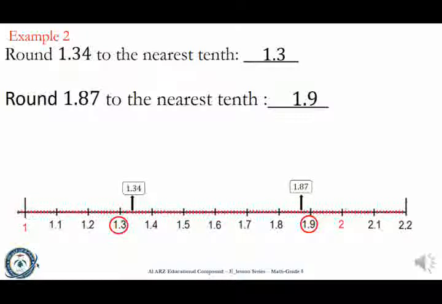Another example, round 1.87 to the nearest tenth. First, we need to put this number on the number line. It is between 1.8 and 1.9. You count 7 small steps and you put 1.87. Is it closer to 1.8 or to 1.9? Yes, it is closer to 1.9. So the nearest tenth is 1.9.